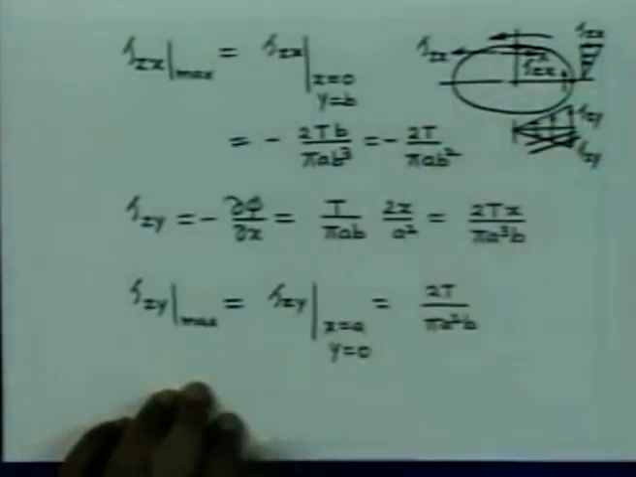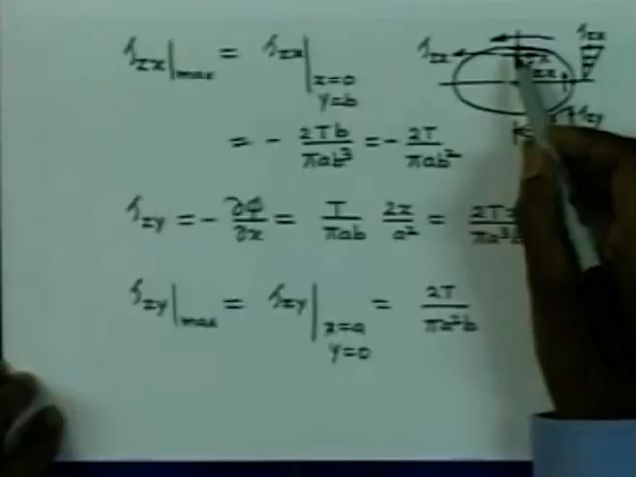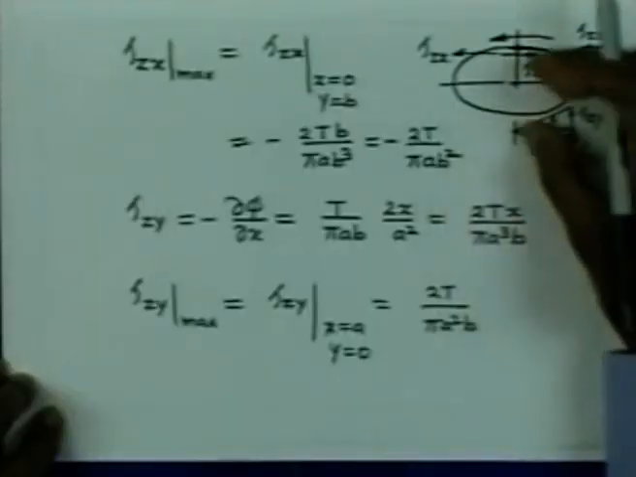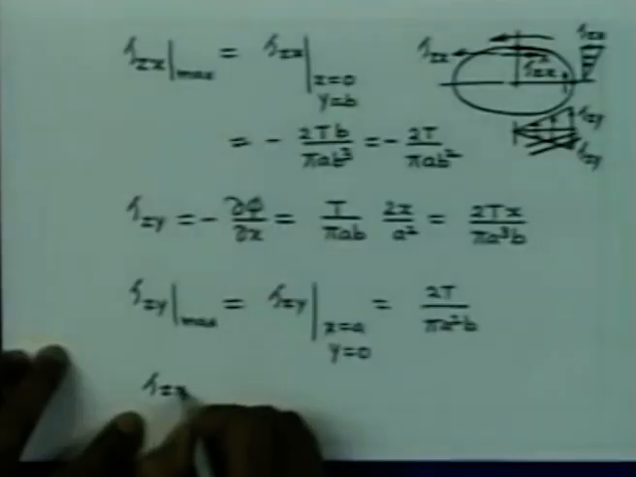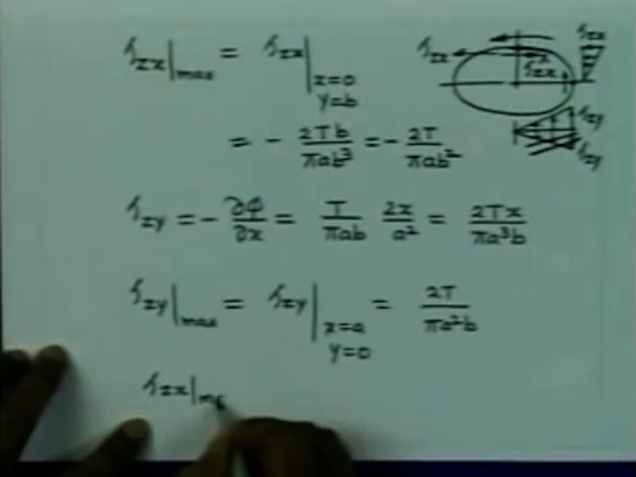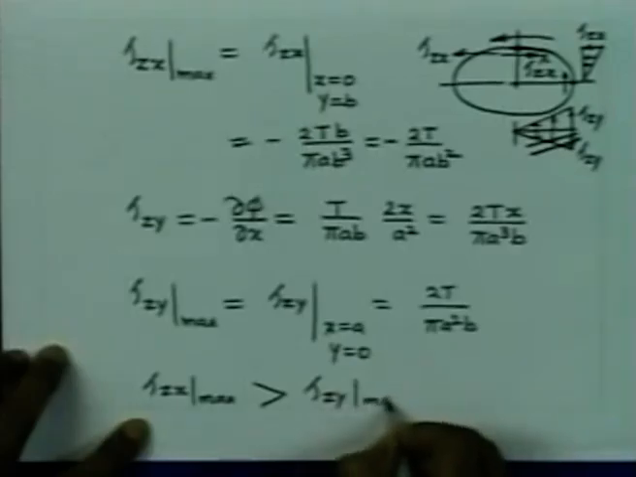Look at this, the value of the stress at this point is higher. So, therefore, the section would have the highest stress at the end of the minor axis. So, wherever the distance is lower, there you get the maximum stress. So, therefore, the tau zx maximum is higher than tau zy maximum.